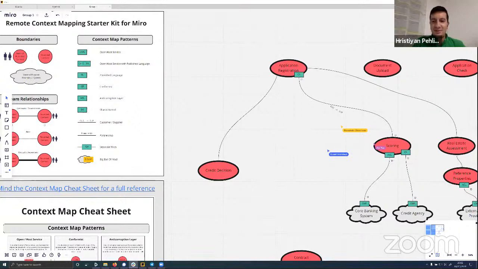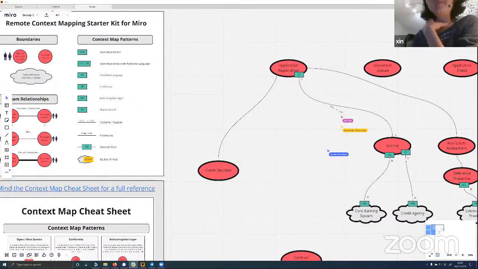Maybe we can ask the expert now. Is Michael here? He just popped up. Yes, I just popped in. Okay. Michael, we are not agreeing, and I am at least confused. The group proposed that scoring is upstream and application is downstream, and then we can either have a conformist relationship if application registration doesn't have any say, or we can have a customer supplier relationship where application registration has a little influence at the downstream.